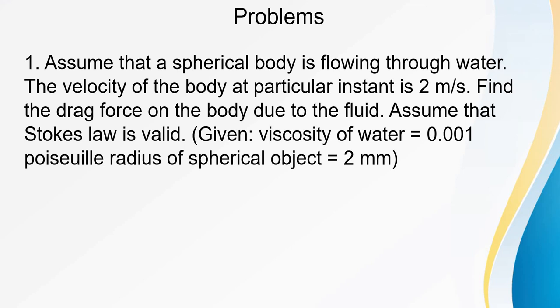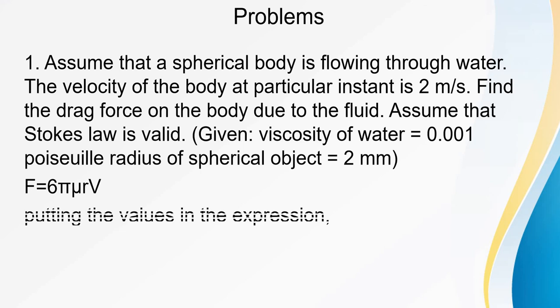Assume that Stokes' law is valid, and the given viscosity of water is 0.001 Poiseuille and the radius of the spherical object is 2 millimeters. So here all the data is given: velocity, coefficient of viscosity, and radius of the spherical object. So we can use the formula F is equal to 6 pi eta R V, where F is viscous force, eta is coefficient of viscosity, not mu, eta, R is radius and V is the velocity.